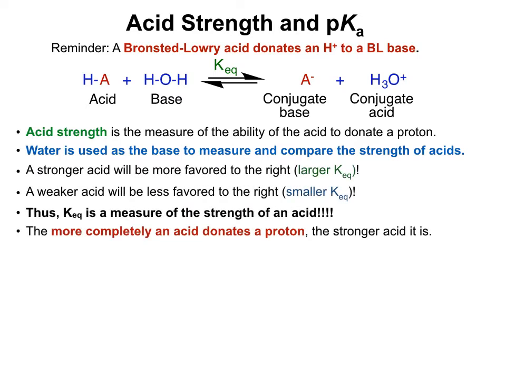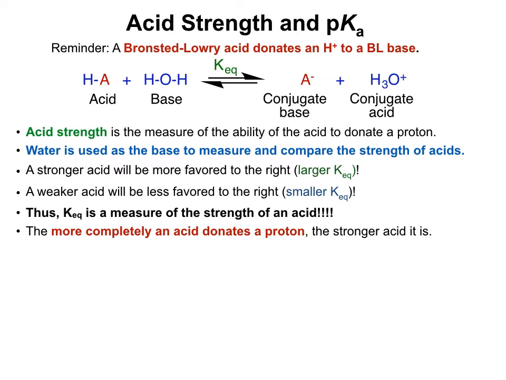So let's get back to acids and bases. The acid strength is a measure of the ability of an acid to donate a proton. So the stronger the acid is, the more it's favored to the right. The acid donates the proton and it's favored to the right. That means the Keq is going to be larger because Keq is the product of the concentrations of the products divided by the product of the concentration of the reactants. We'll get to that a little bit later, but Keq gets larger as the acid gets stronger. If it's a very weak acid, then we don't have much of the A- and the H3O+. We have mainly just HA. It does not react with water.